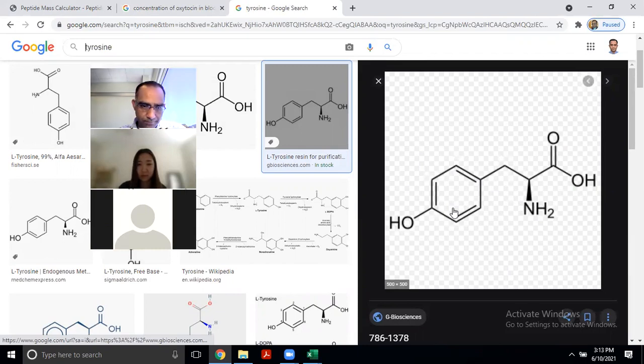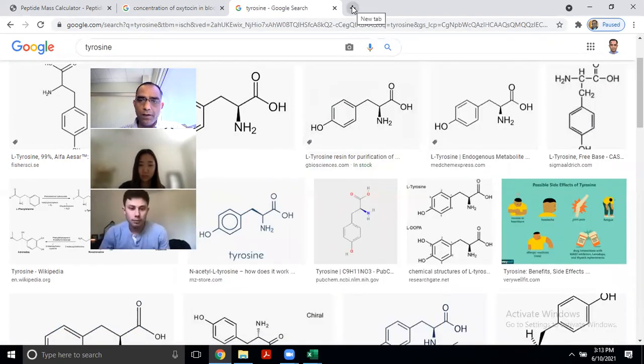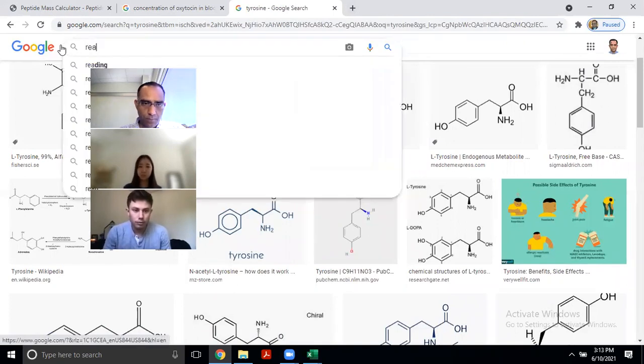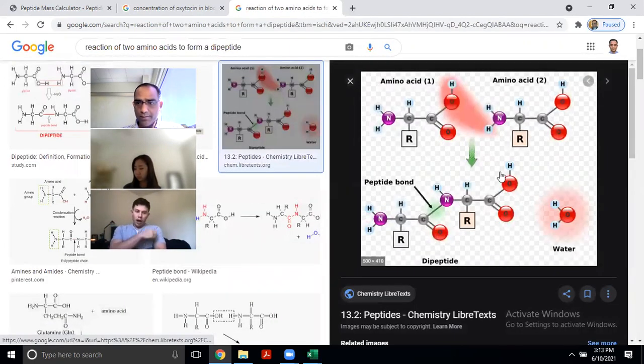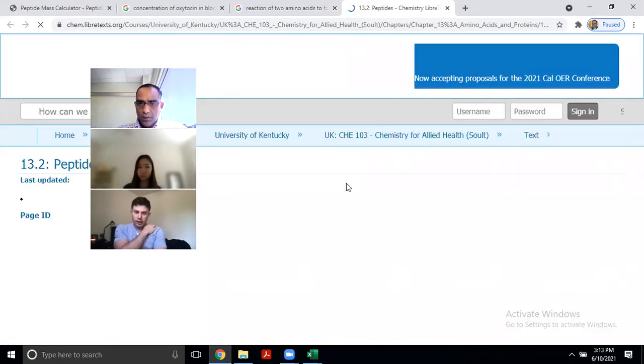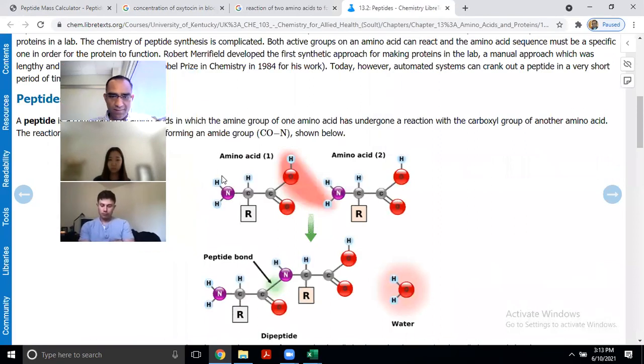Now I have to tell you a few things about the reaction of two amino acids to form a peptide. That is here. Got it? So you have this NH2 group, this central alpha carbon, and this carboxylic acid group. And again, you have this amino acid with this carboxylic acid and this amino group, right?